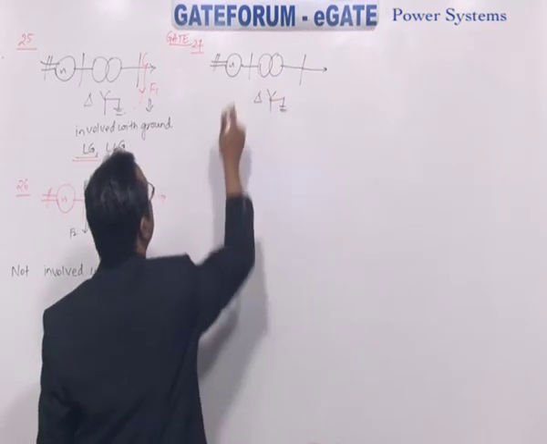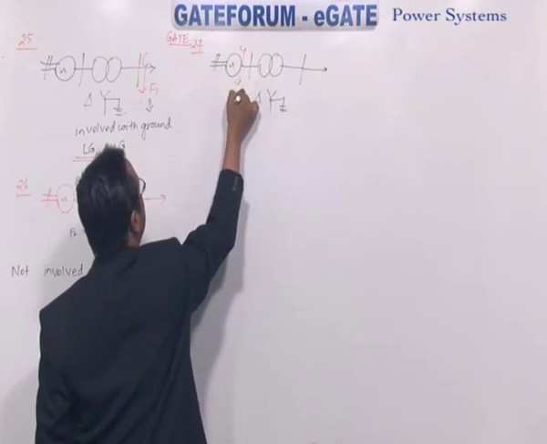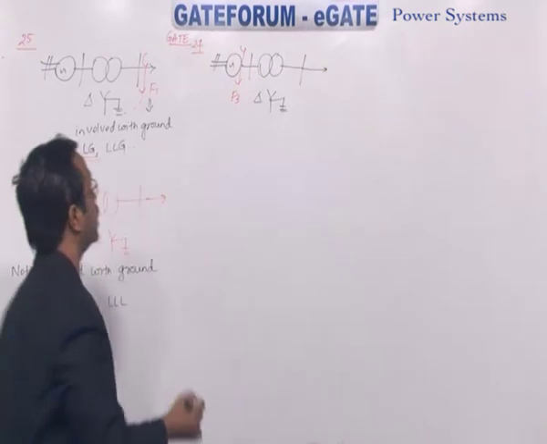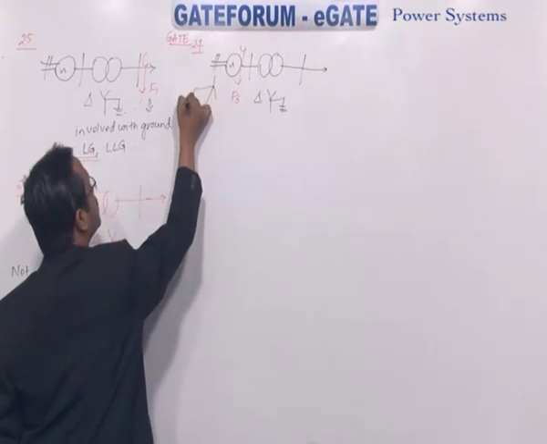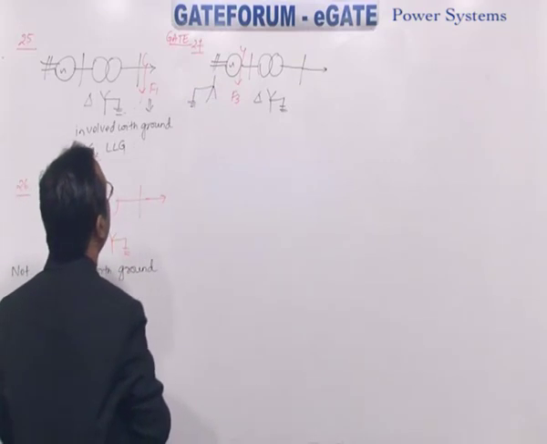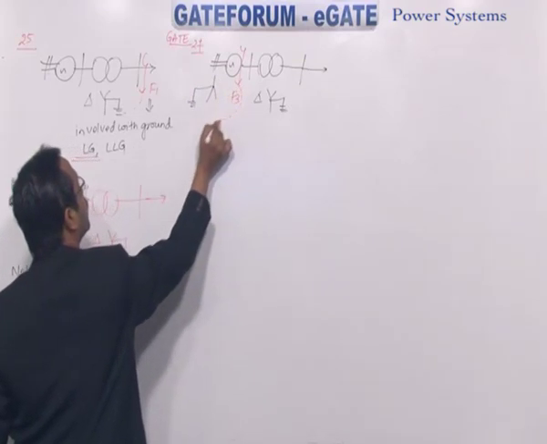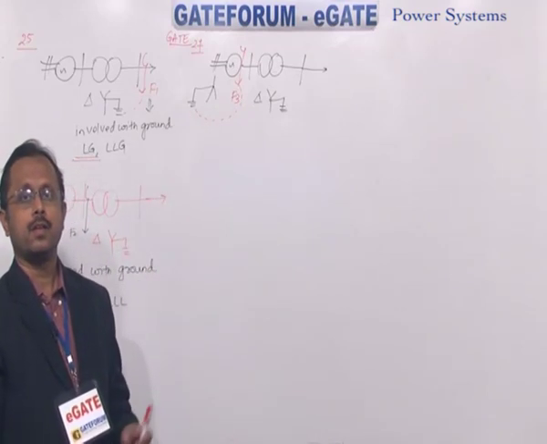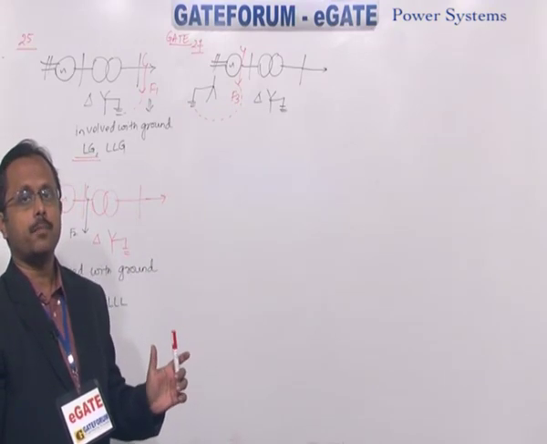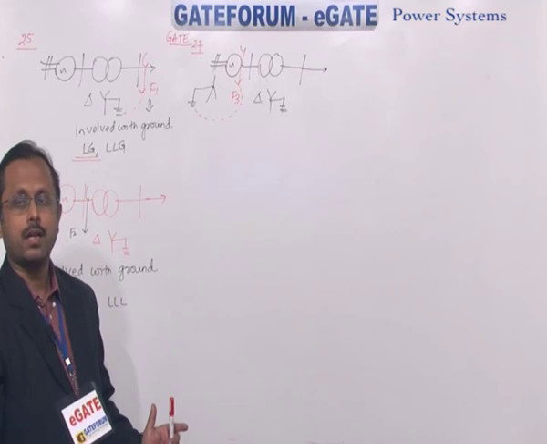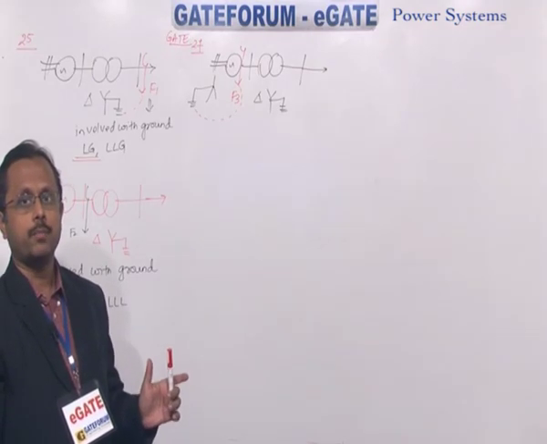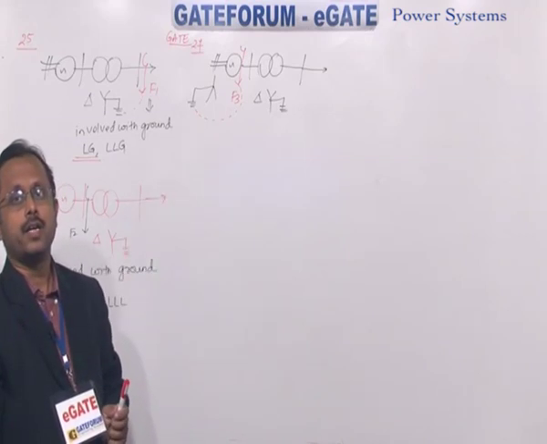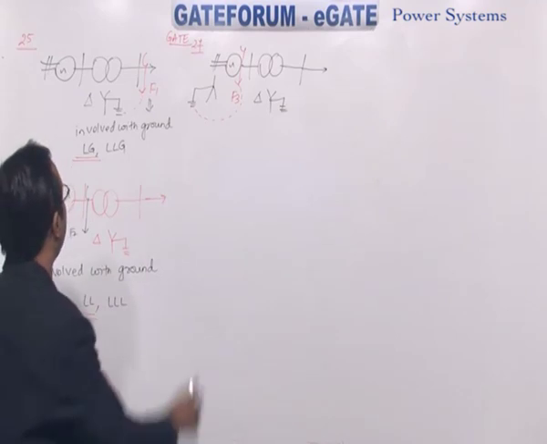Now where is the fault? On the terminals of a synchronous generator. And how is the synchronous generator grounded if not mentioned? Solid grounding. So the fault F3 must be involved with ground here. For a fault on the terminals of a synchronous generator, which is the severe fault? LG fault is the severe fault here.